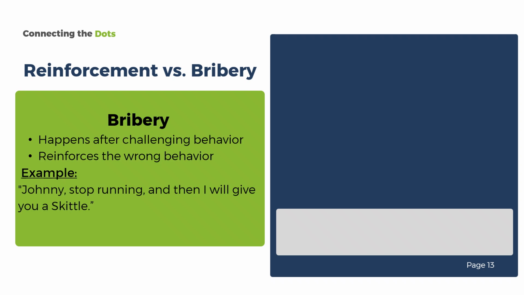Bribery usually happens in the moment of challenging behavior. For example, we're trying to stop the chaos, so we offer a reward. The problem is, this actually teaches the child that acting out gets them what they want. For example, "Johnny, stop running and I'll give you a Skittle." This is a clear example of bribery because Johnny was already engaging in the challenging behavior when he was offered a reward.